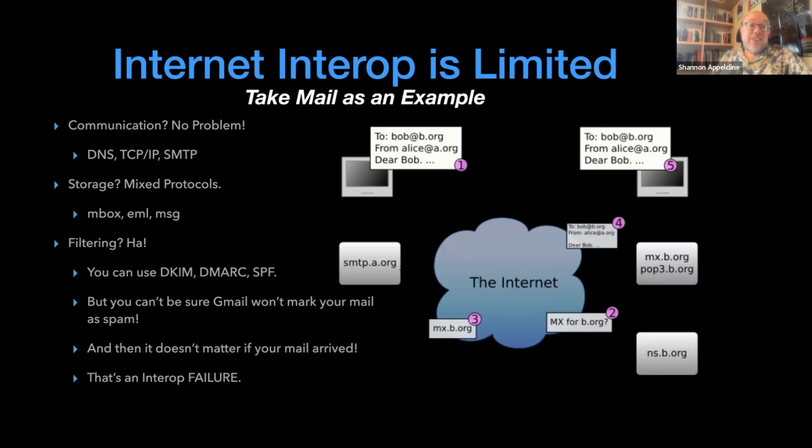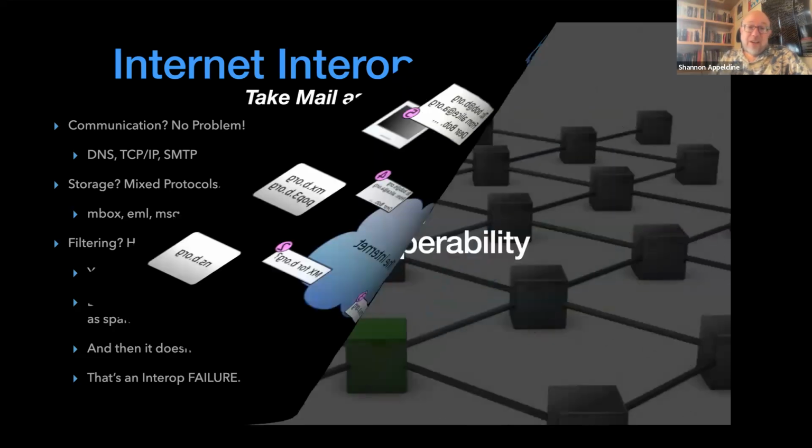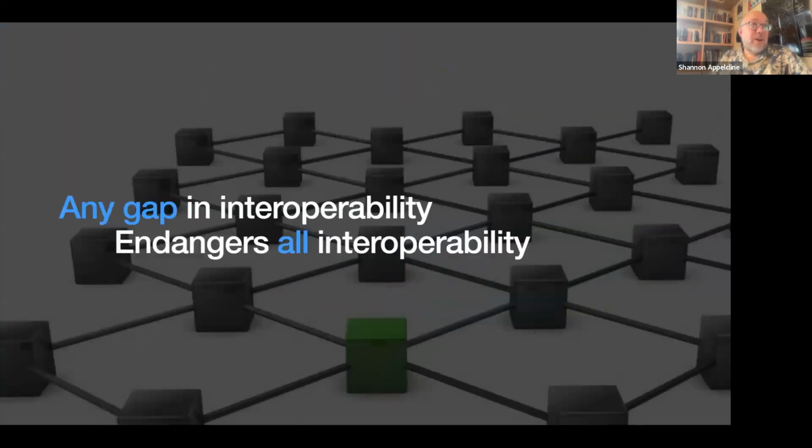And that's where our first lesson learned came in. I've got these throughout this, they're kind of blithe, but any gap in interoperability endangers all interoperability. And that's one of the reasons that we think it's so important, and important not just for the communication that's already understood on the internet.